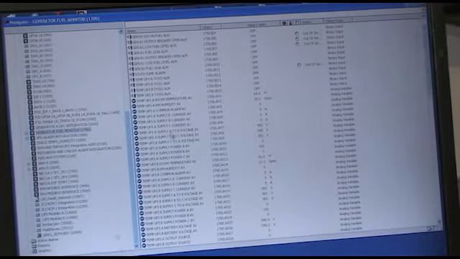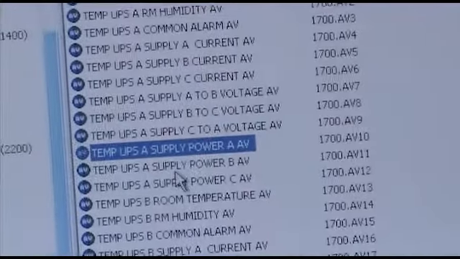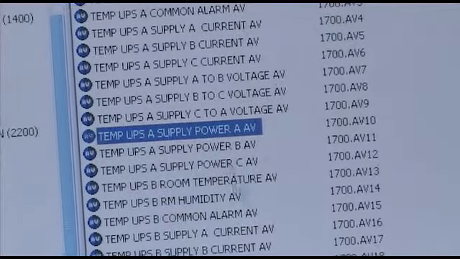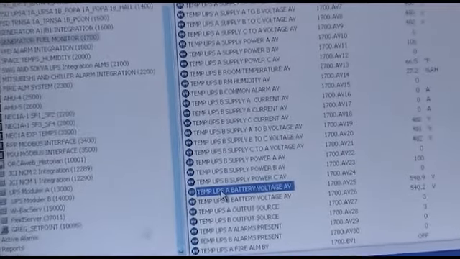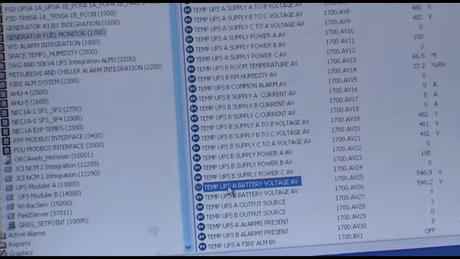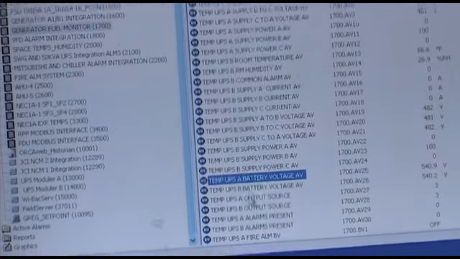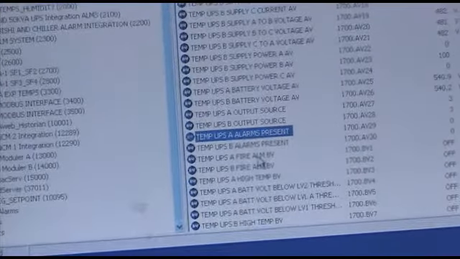We're monitoring the supply current on A, B, and C phases, the supply voltage on A to B, B to C, and C to A legs. We're monitoring the UPS supply power on A, B, and C phase. We're also monitoring the battery voltage, which we are in turn alarming at 3 different levels: a level A, a level 1, and a level 2 alarm. We have the output source point we're monitoring for any alarms present.